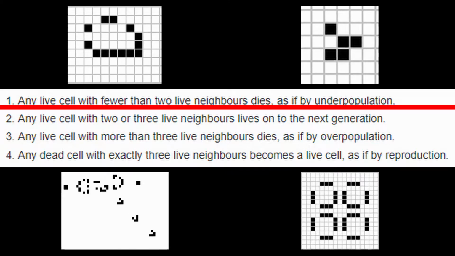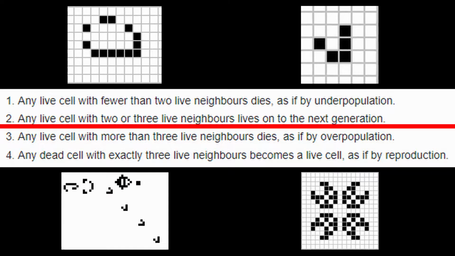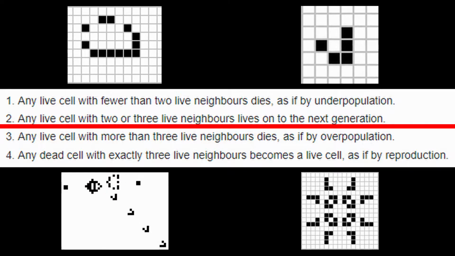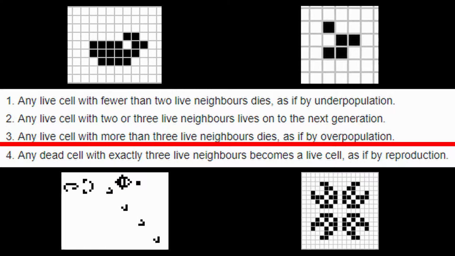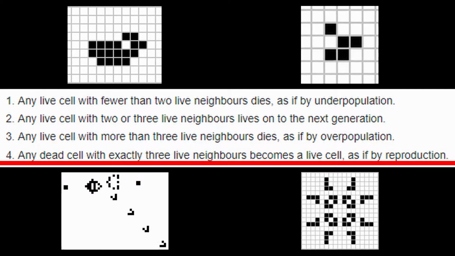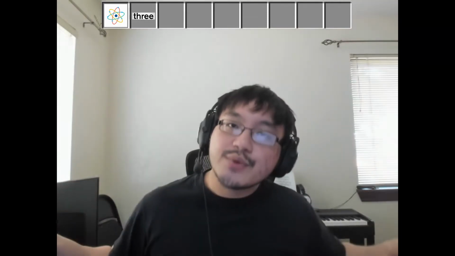Any live cell with fewer than 2 live neighbors dies as if by underpopulation. Any live cell with 2 or 3 live neighbors lives on to the next generation. Any live cell with more than 3 live neighbors dies as if by overpopulation, and any dead cell with exactly 3 live neighbors becomes a live cell as if by reproduction. So, TLDR, the cells live or die based on the cells around it.